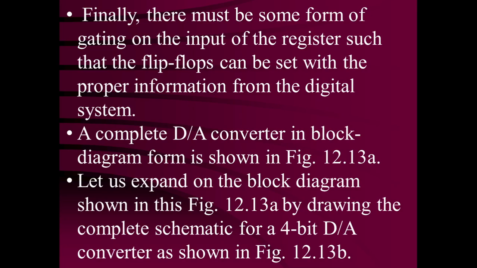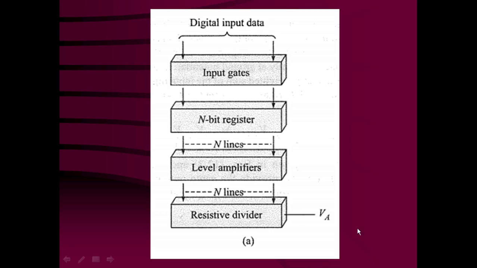A complete D to A converter in block diagram is shown in figure 12.13a. Let us expand this block diagram by drawing a complete schematic circuit diagram for a 4-bit D to A converter as shown in figure 12.13b. This is the block diagram of D to A converter. So, what is the first block? It is input gates or gating circuit. That means digital inputs are going to be presented to this gating circuit or input gates.